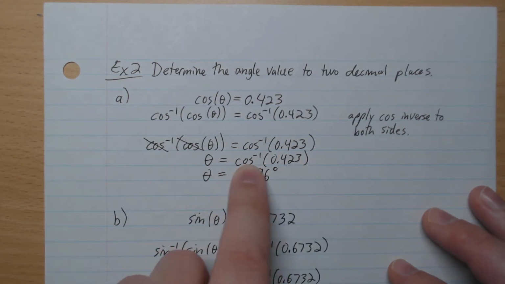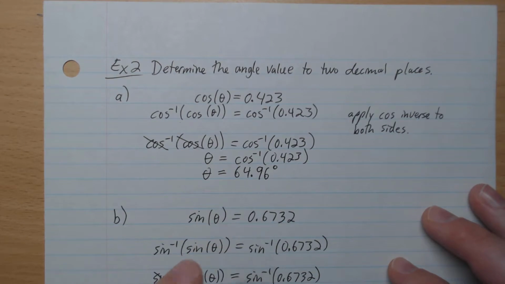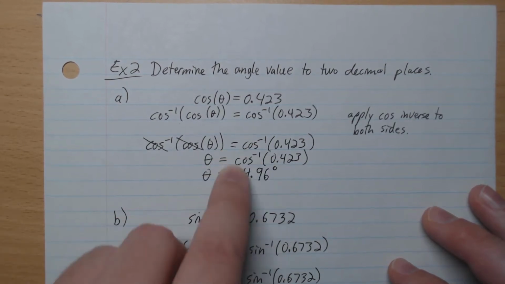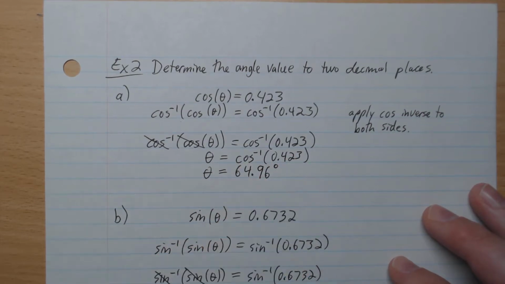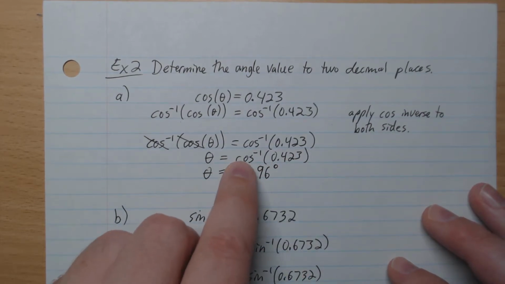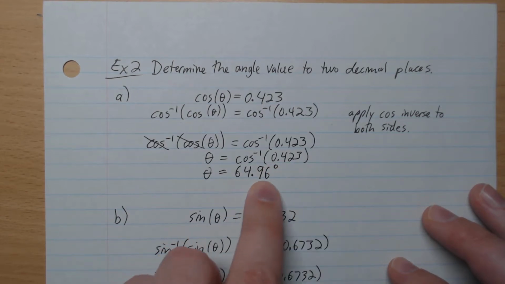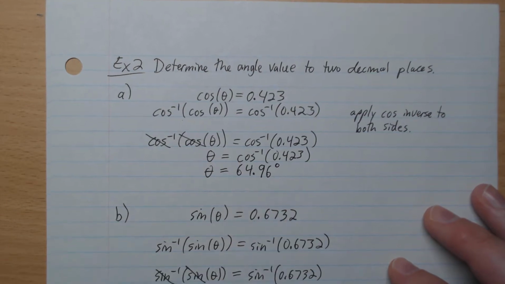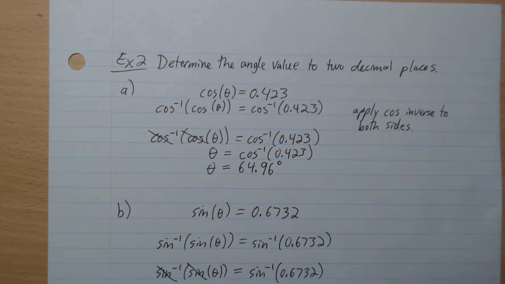And this is something that you calculate in your calculator. And usually it's like shift cos gives you cos inverse. Okay, so you want to look at your calculator and perform that just to test it out. Make sure your calculator is working. Cos inverse of 0.423. And it should give you 64.96. Okay, so go ahead and pause the video and check your calculator and make sure that you can do that.